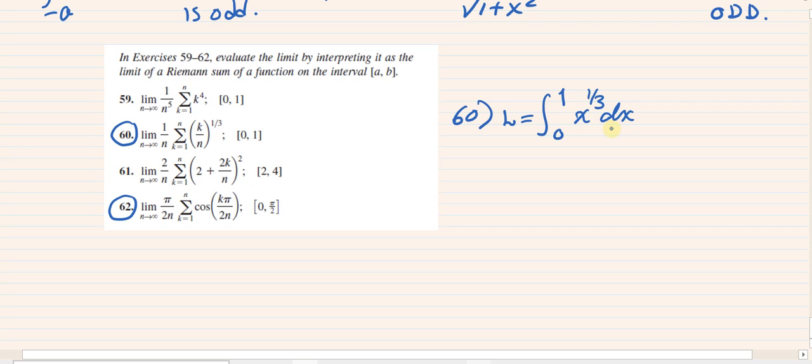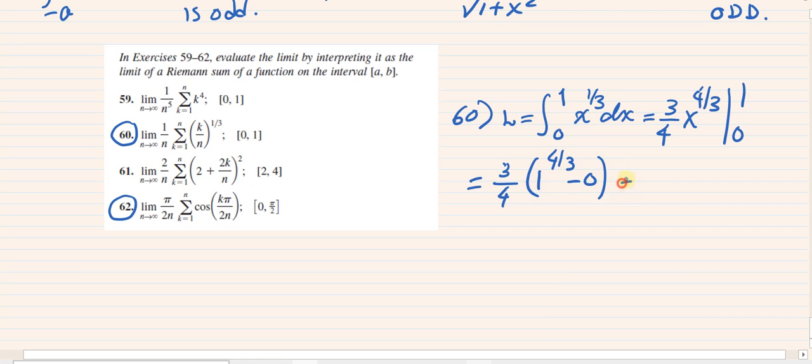So for number 60, that's the definite integral. And now we can actually do that limit, right? The integral of x to the 1/3 is x to the 4/3 divided by 4/3, which makes 3/4 in front. So interpreting as a definite integral, look at how fast we do these limits. There you go. And that's going to be 1 to the 4/3 minus a 0. So the answer is going to be 3/4. Boom, we're done. See how fast that was?